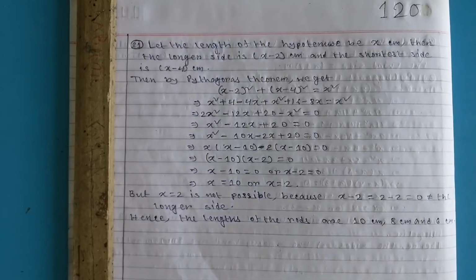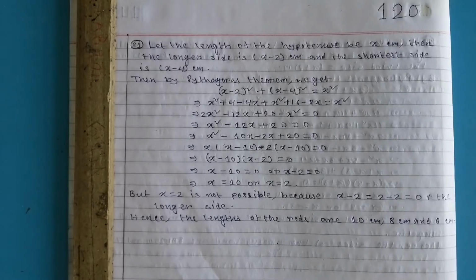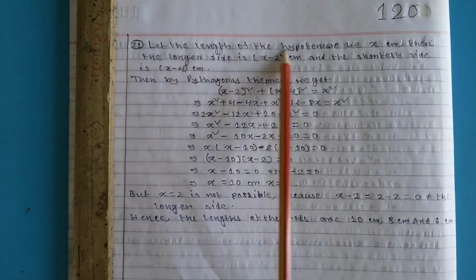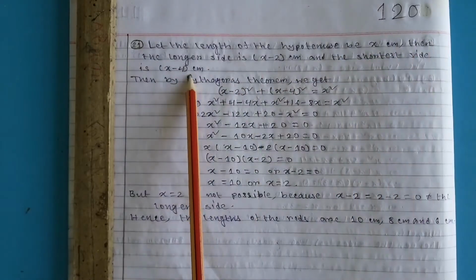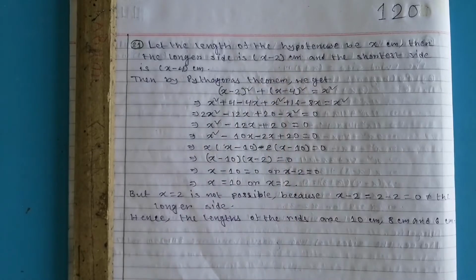She wished to fit them in the form of a right angle triangle. If the hypotenuse is 2 cm longer than the base and 4 cm longer than the shortest side, find the lengths of the rods. Okay, so let the length of the hypotenuse be x, then the longer side is x minus 2, because it is given here that the hypotenuse is 2 cm longer than the longer side.